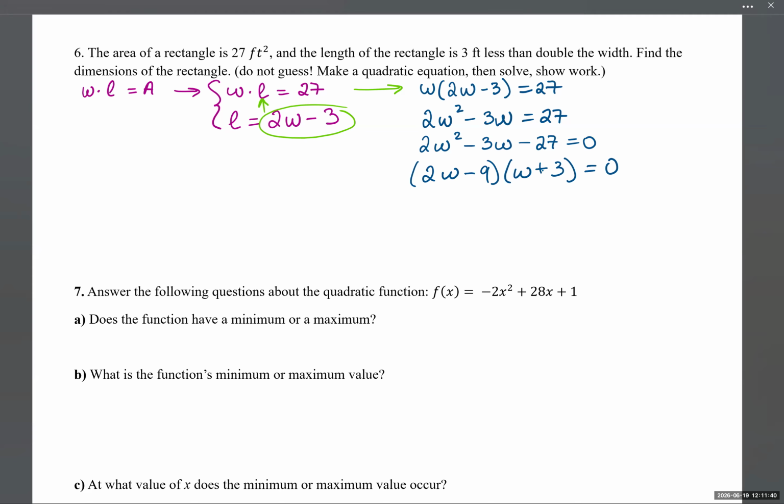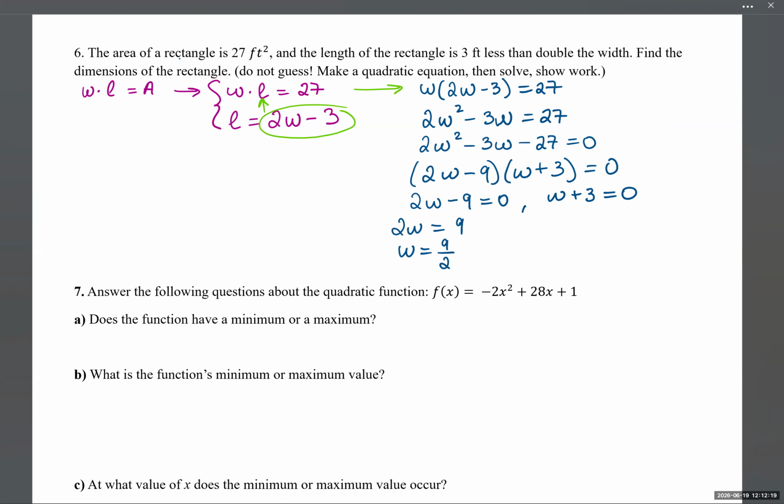Minus and plus. It's called guess and check because you now have to check to make sure that you got what you want. 2w times w is 2w squared. 2w times 3 is 6w. Negative 9 times w is negative 9w. Negative 9w plus 6w is negative 3w. And then, of course, negative 9 times 3 is negative 27, so it works out fine. Zero factor property: 2w minus 9 equals 0, or w plus 3 equals 0. So 2w equals 9, which means w equals 9 over 2.